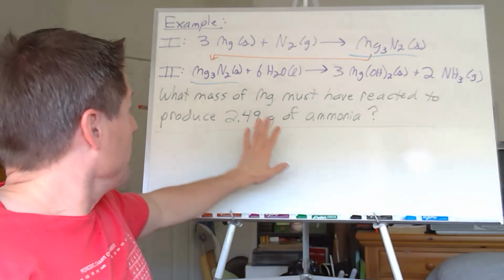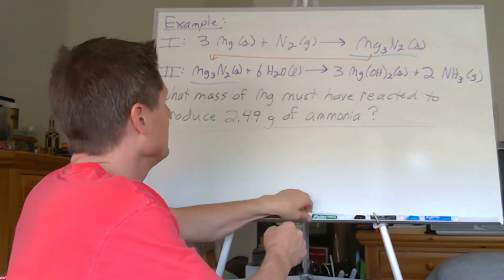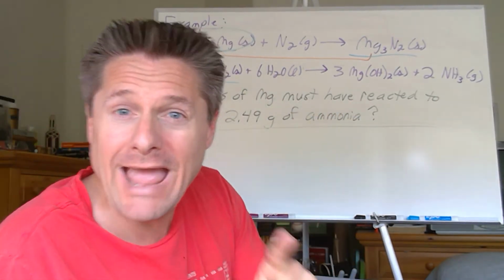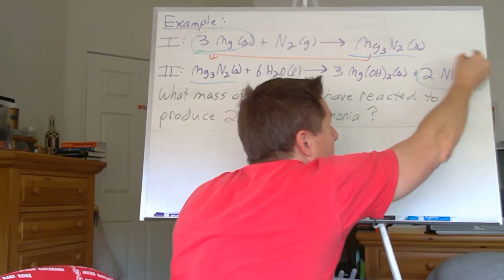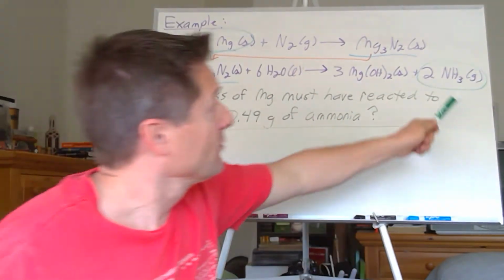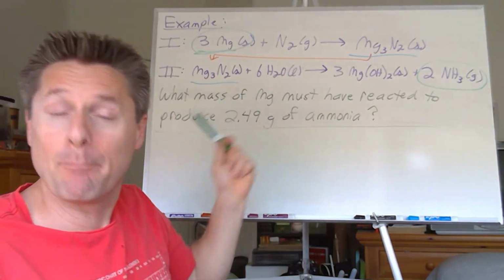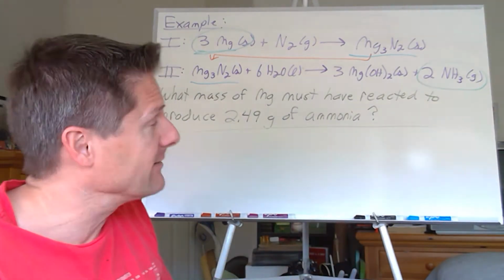Here's an example problem. What mass of magnesium, so we're solving for the magnesium, that's what we're after, must have reacted to produce 2.49 grams of ammonia. So we're starting here and working to get to the magnesium. So we're kind of doing backwards stoichiometry. A lot of times we go reactants to products. Let's go products to reactants this time.